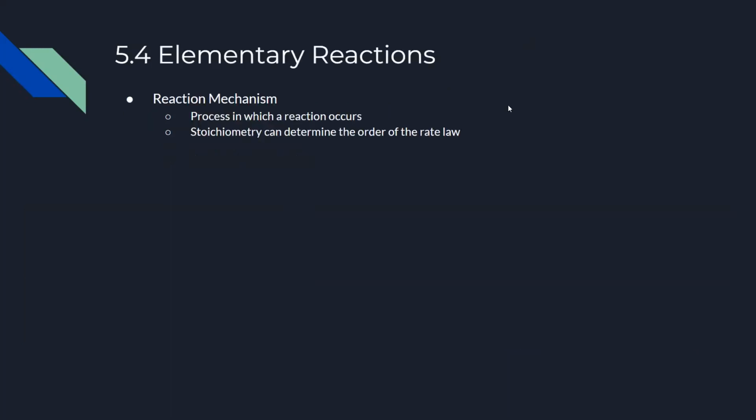Now let's do 5.4. So a reaction mechanism is basically a process in which a reaction occurs, and stoichiometry can determine the order of the rate law. We'll go more in depth into this after we go into collision model, and then we'll go into more depth.